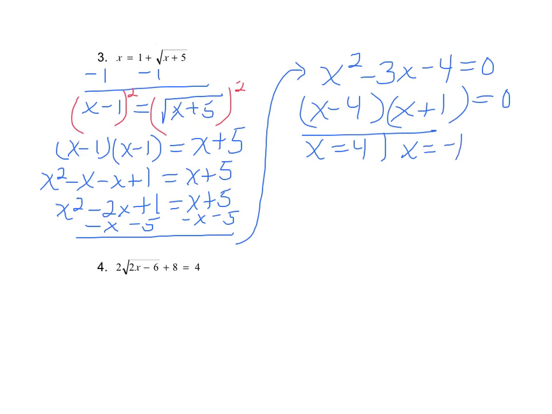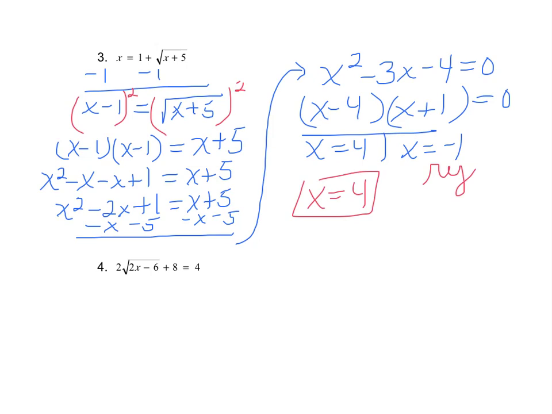So now I have two answers that I need to check. I want you to pause the video and check both answers and see if they both work, or if only one works, or if neither of them works. Okay, hopefully you found out that 4 works and negative 1 rejects. So the only answer you have is x equals 4.